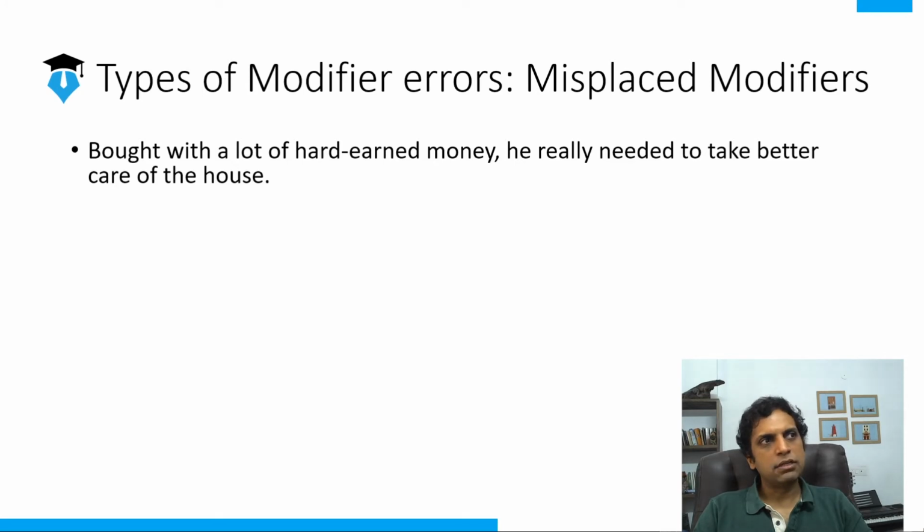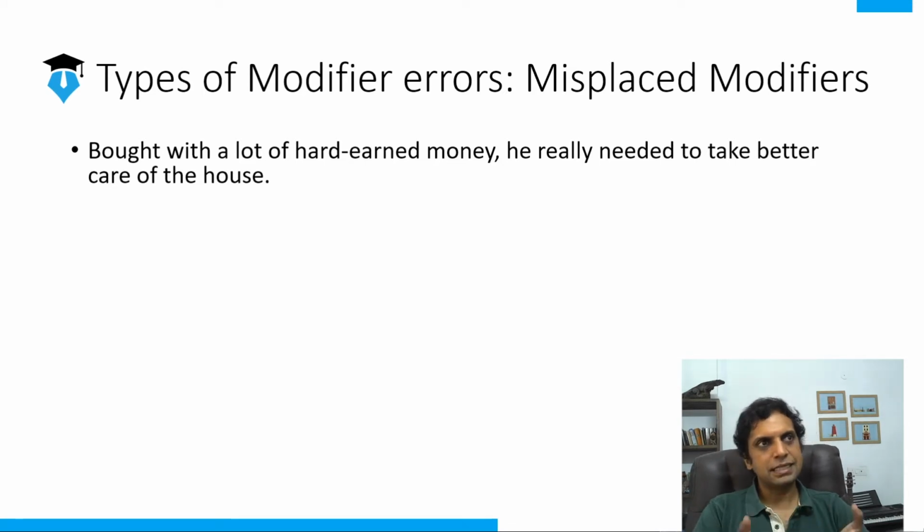So let's take an example here. Bought with a lot of hard-earned money, he really needed to take better care of the house. So the sentence here is he really needed to take better care of the house. The modifier is bought with a lot of hard-earned money. What was bought with a lot of hard-earned money? The house or he? Obviously the house, in this context. The problem is that the focus of the modifier is way at the other end of the sentence.